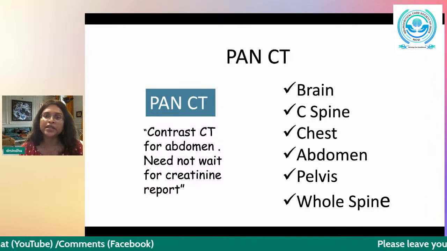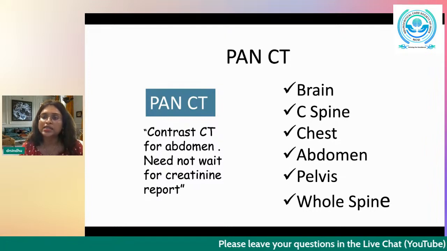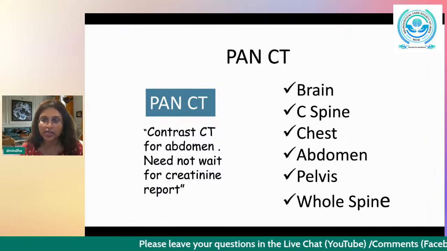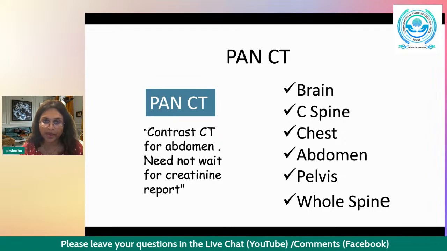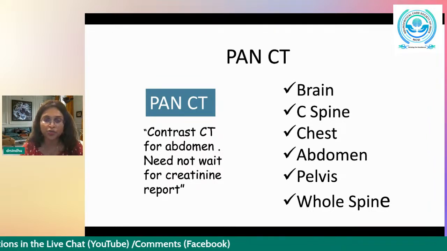Usually in our hospital, if there is a polytrauma, we do the pan-CT. Pan-CT includes a CT brain, CT C-spine, chest, CT abdomen, pelvis, and the whole spine. If a contrast CT is required for the abdomen, we really do not need to wait for the creatinine report at this point.